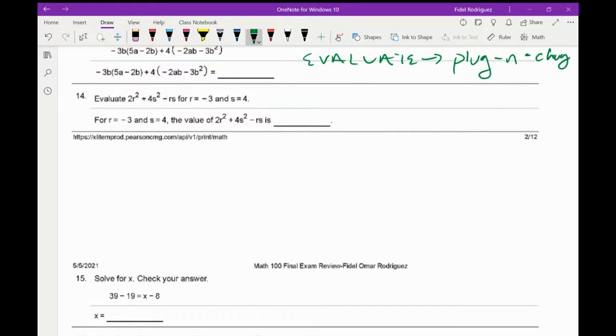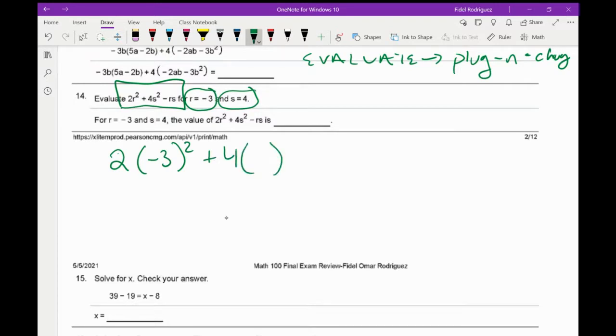So what I'm going to do here is take this expression, and everywhere I have the letter R, I'm going to plug in a negative 3, and everywhere I have the letter S, I'm going to plug in a 4. So we're going to go 2, R is the number negative 3 squared, plus 4, S is the number 4 squared, minus R times S, negative 3 times 4.